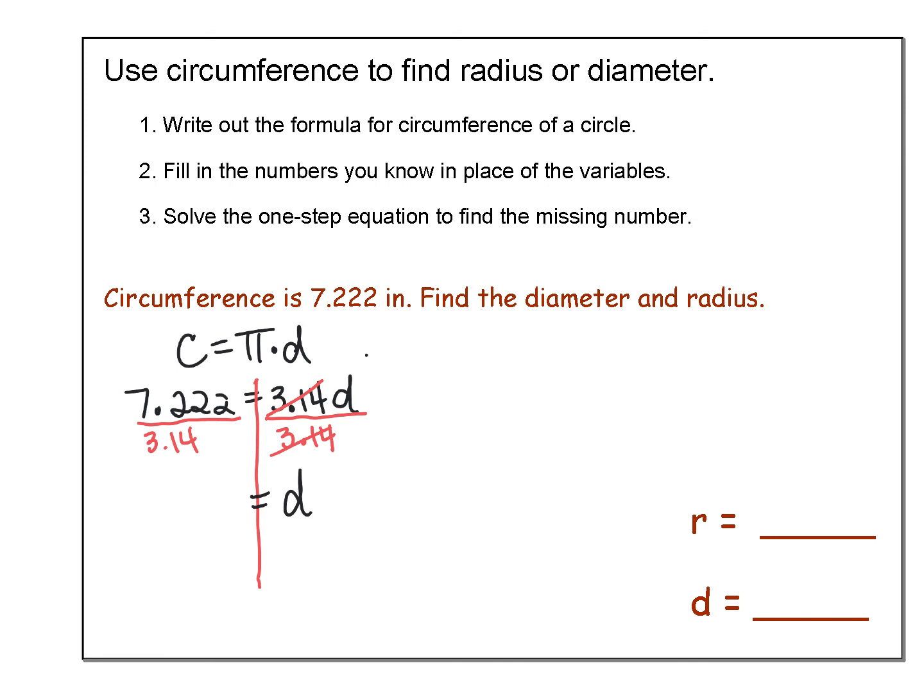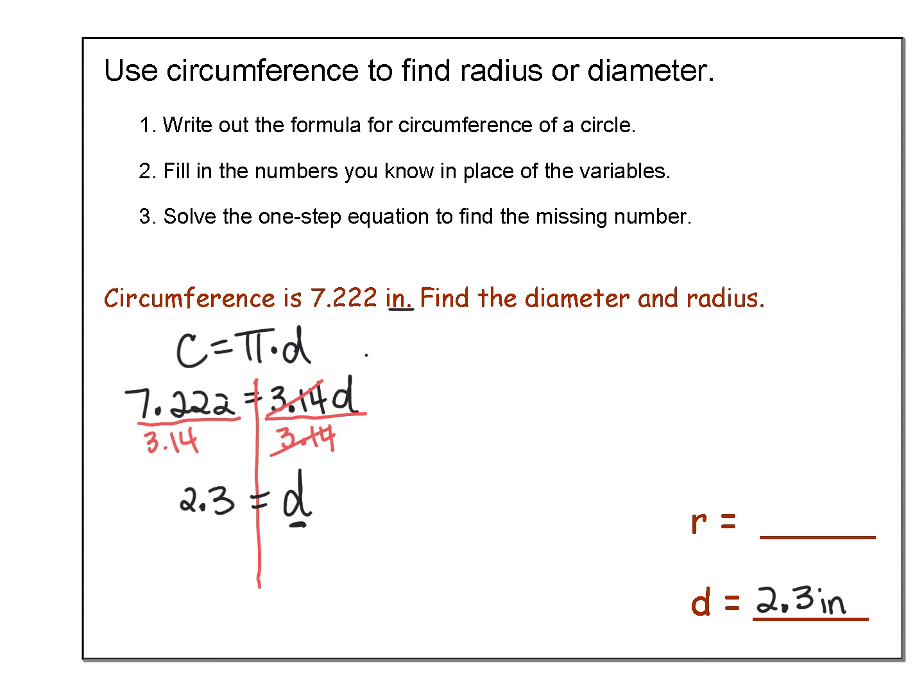So in my calculator, I'm typing in 7.222 divided by 3.14, and I'm going to get 2.3. All right, so that's my diameter. Diameter is 2.3 inches because it says inches right here.